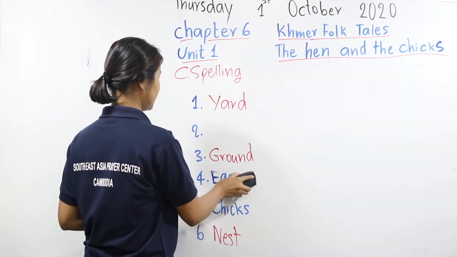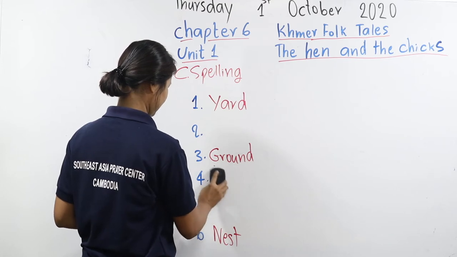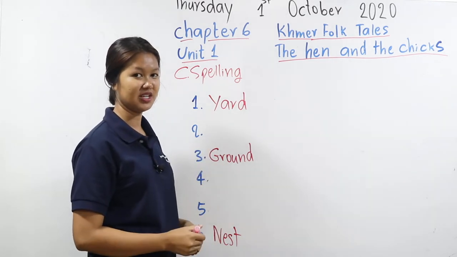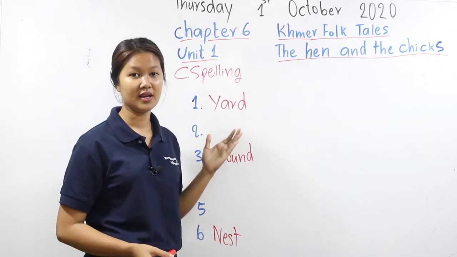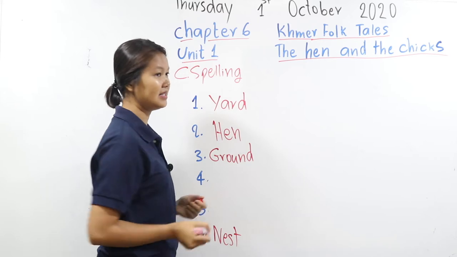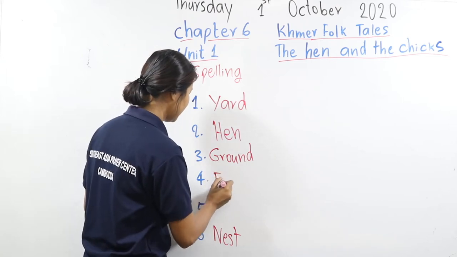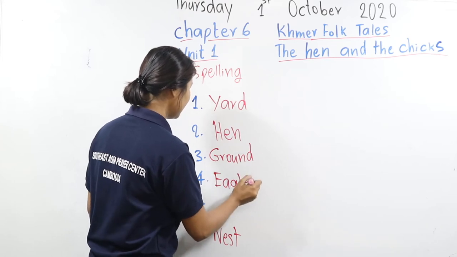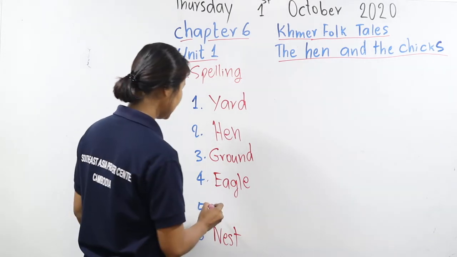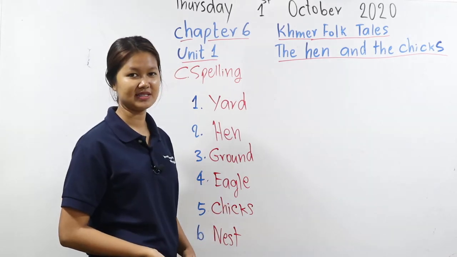Okay, this time we will erase the words hen, eagle, and chicks. Okay, hen, eagle, and chicks. So after yard, we have the word hen. Now please spell the word hen. Hen, spell. H-E-N, hen. Please spell the word eagle. Eagle, spell. E-A-G-L-E, eagle. And last word, please spell the word chicks. Chicks, spell. C-H-I-C-K-S, chicks. Okay, good job everybody.